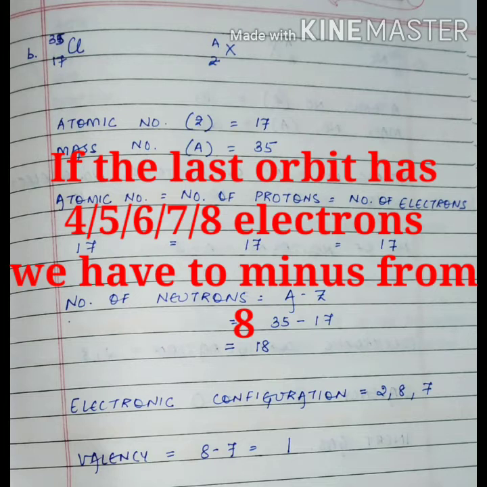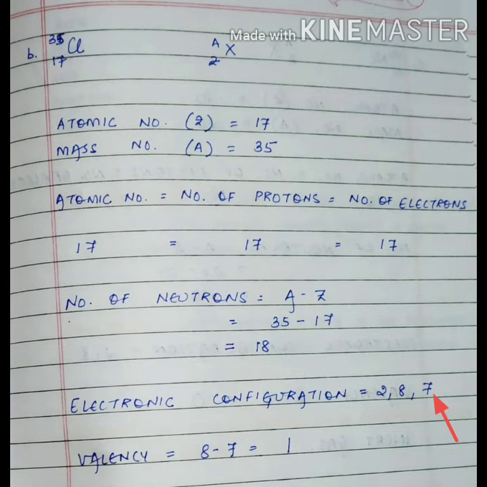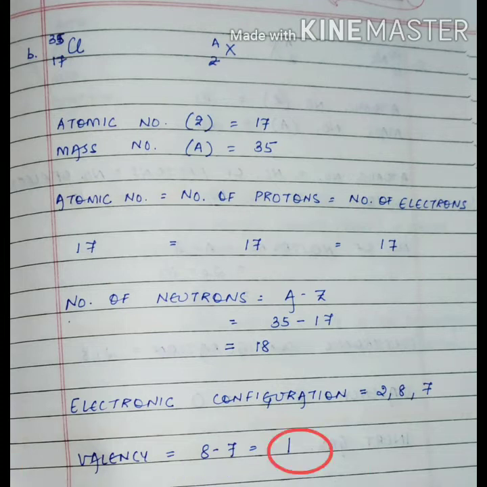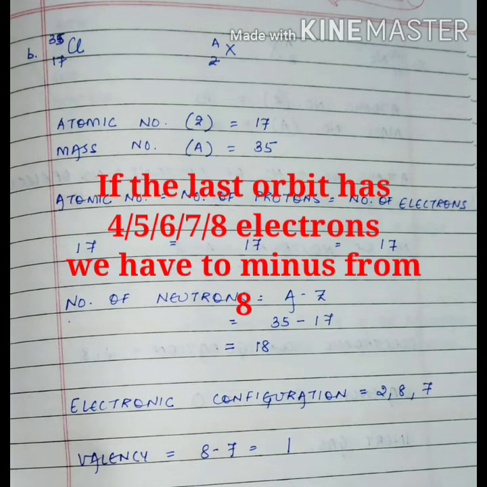Now why 8? Because the maximum number of electrons an orbit can hold is 8. So here in this case the last orbit has 7 electrons, so we minus it from 8. 8 minus 7 equals 1. So the valency of chlorine is 1. So remember, if the number of electrons is more than 3, that is 4, 5, 6, 7, 8, then we have to minus from 8 because the maximum number of electrons an orbit can hold is 8.